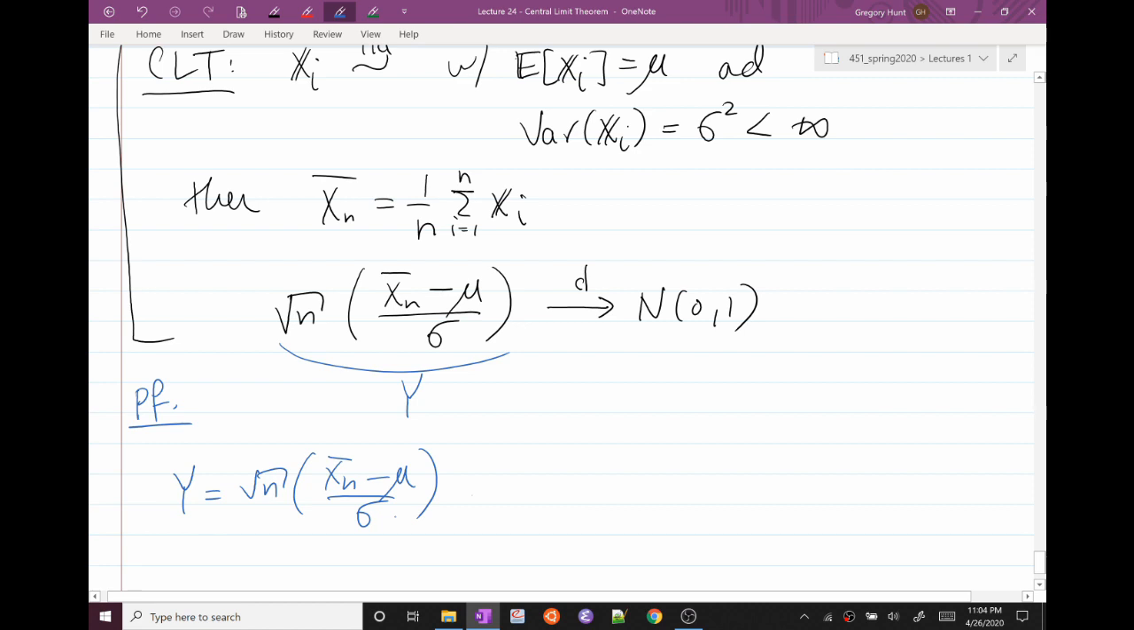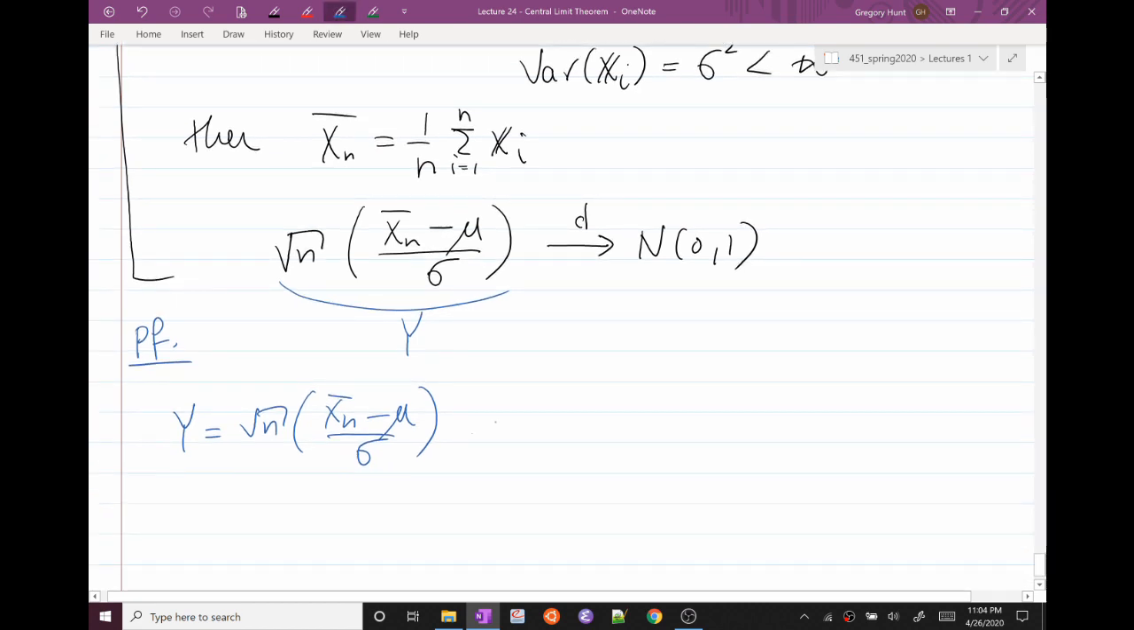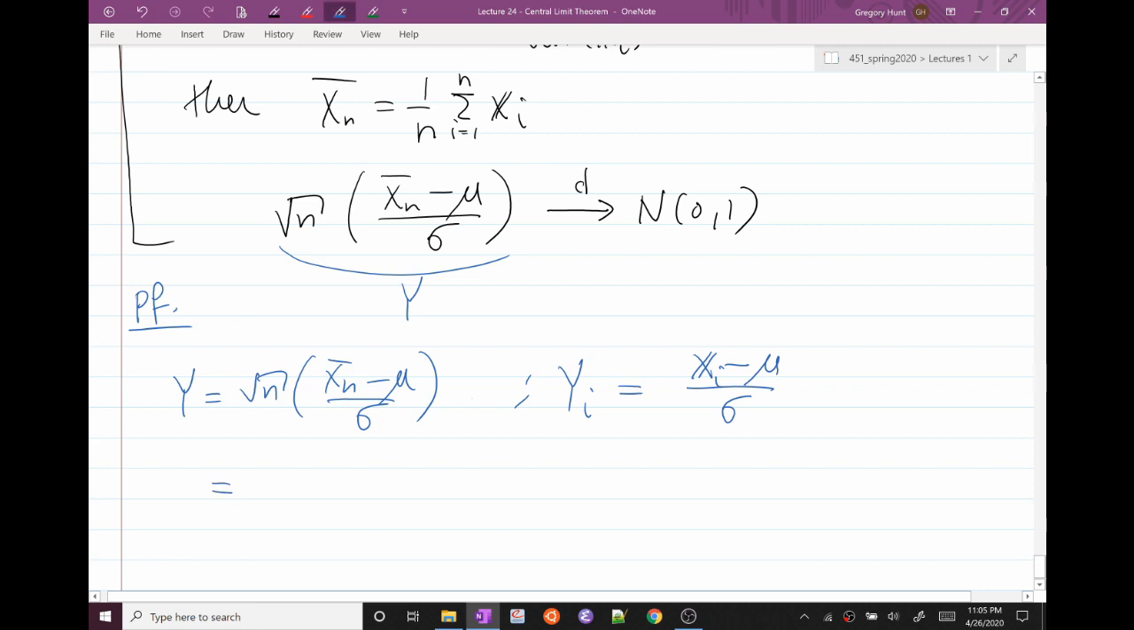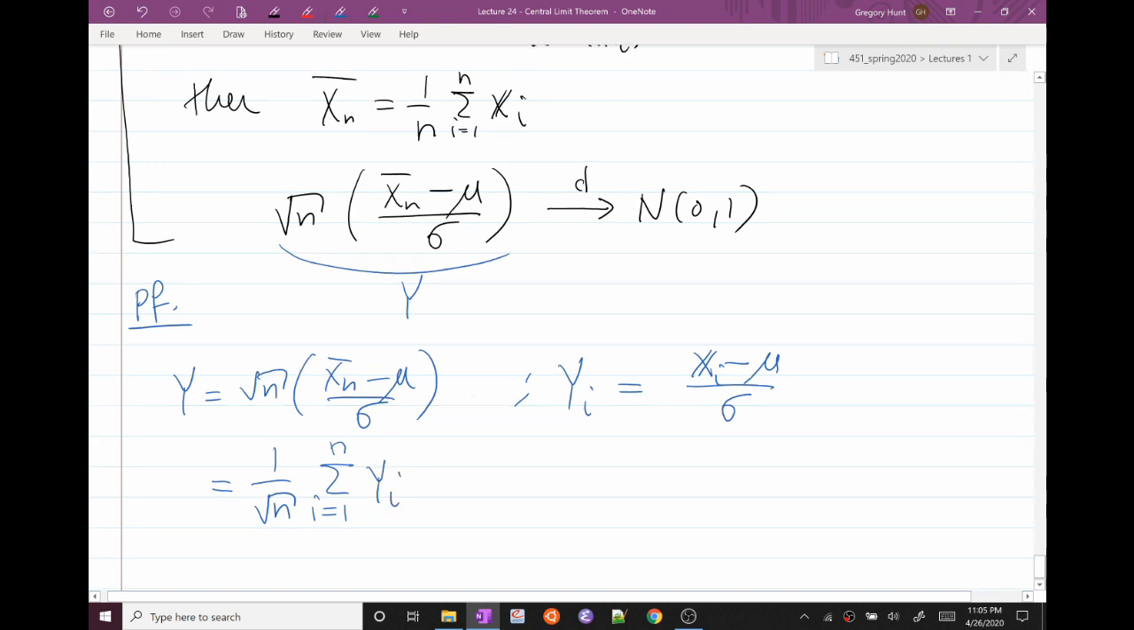And we're going to show that if we let y sub i basically be the z-scored version of x sub i, so we take x sub i, we subtract off the mean, divide through by sigma, then these y sub i's are related to the whole thing y, as y is 1 over root n times the sum of these y sub i's.